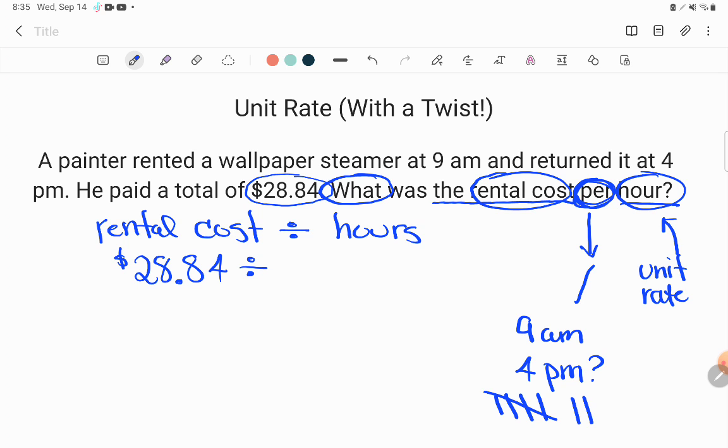And I wish you guys could have seen me while I was doing this. I did the tally marks for you, but I was literally counting on my fingers. You could do that too. You could be counting on your fingers: 10, 11, 12, 1, 2, 3, 4. And you see we had that sucker for 7 hours. You don't have to include your units in your work, but I like to do it because then it's easy for me to see that I'm finding the dollars per hour when I write my units here. And I can make sure I'm not doing this in the wrong order.